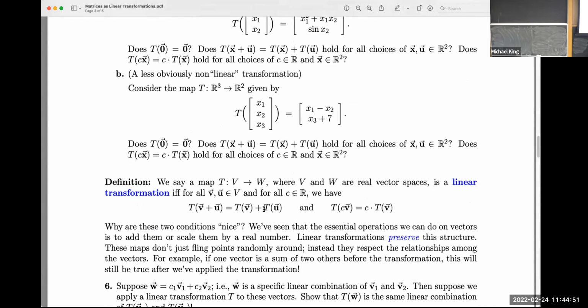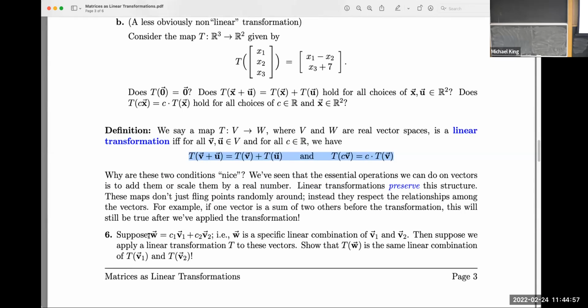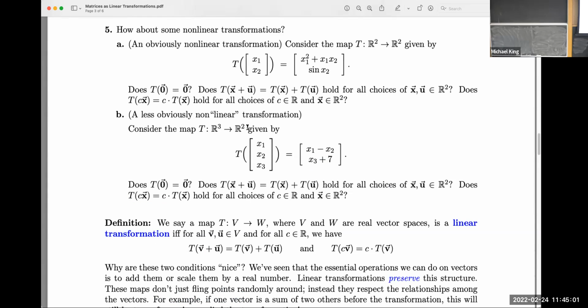linearity, because we have this definition of linear transformation, right? This sort of preserving addition and scaling, or preserving linear combinations. And I had you check that these were nonlinear. This one is kind of obvious because there's a square and a sine, and there's two variables multiplied together. But this one I think is less obvious, that it doesn't satisfy this definition. I mean, you can check that it doesn't satisfy the definition, right?